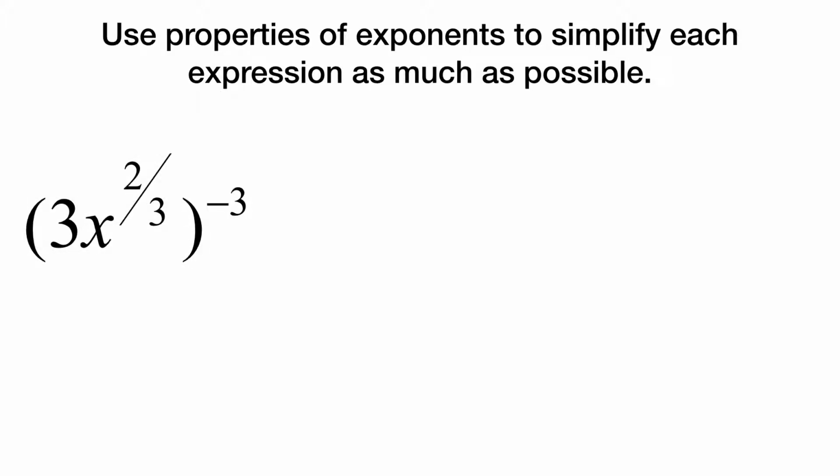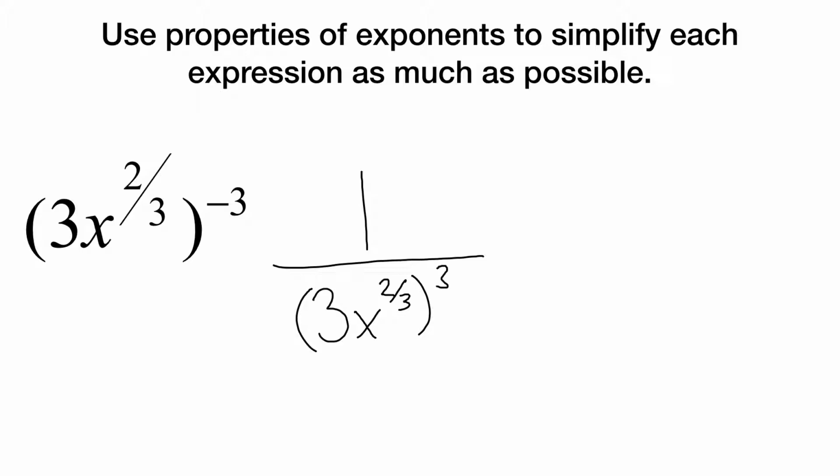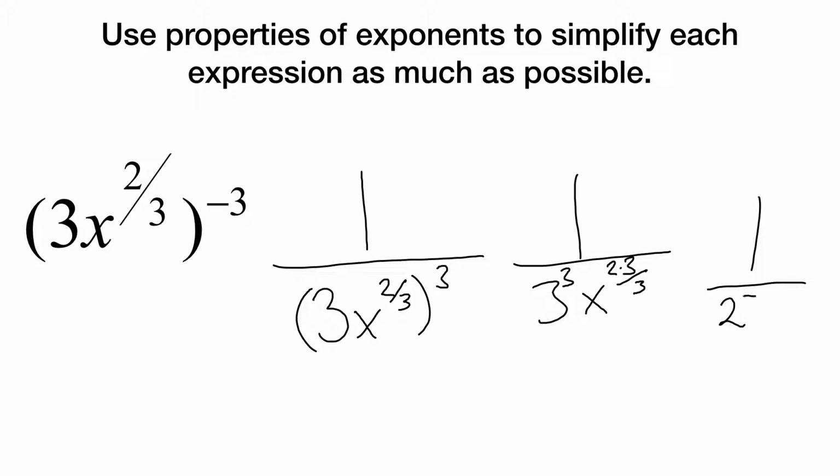All right, now for this one, what we would end up having to do is, first I'm noticing the negative. So I'm going to go 1 over 3x to the 2/3 now cubed. So what that means is 1 over 3 cubed and x to the 2 times 3 over 3. So 3 cubed is 27, and 3 over 3, those cancel out, meaning it's just x squared.